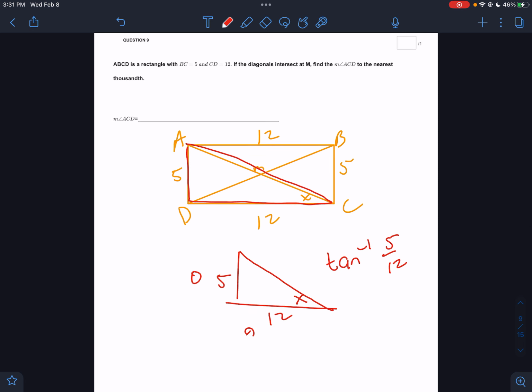So they said find the measure of angle ACD. That's it then. Inverse tangent of 5 over 12. Round to the nearest thousandth. That's 22.6198, which would round to 620. Beautiful.